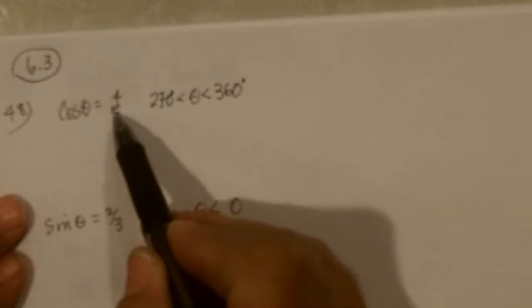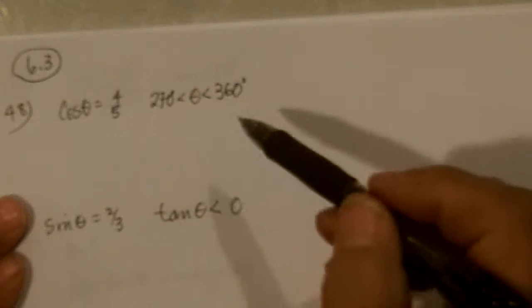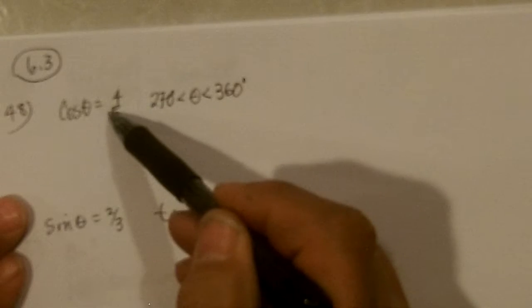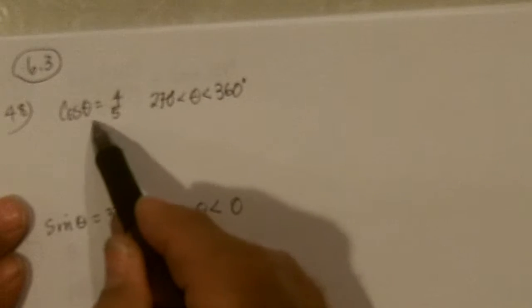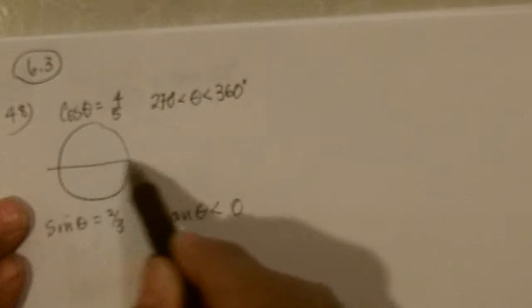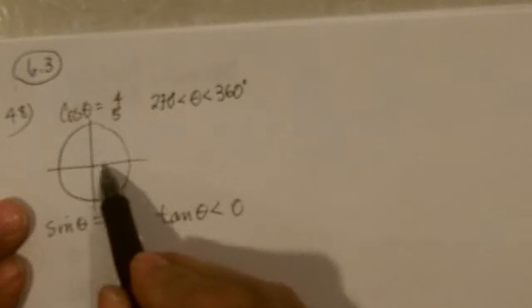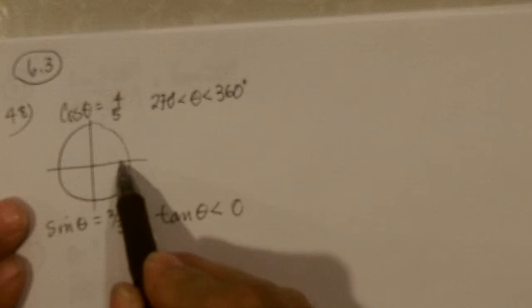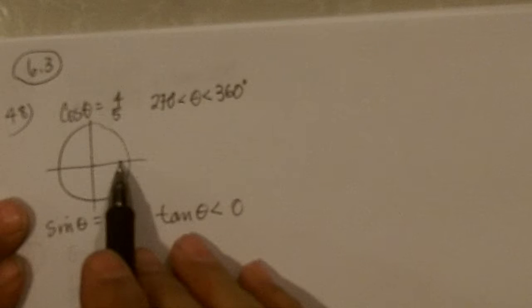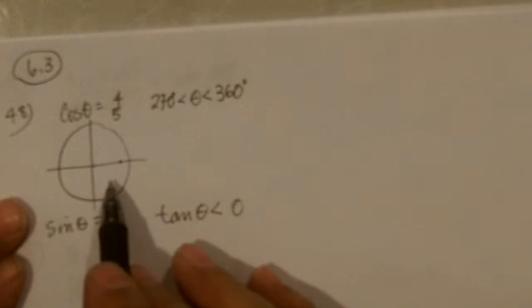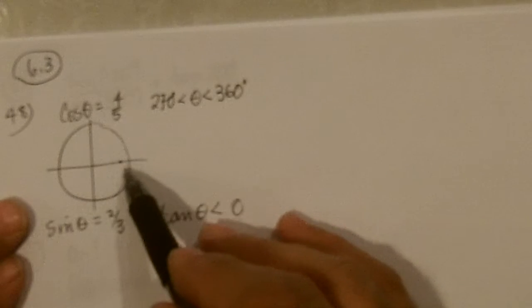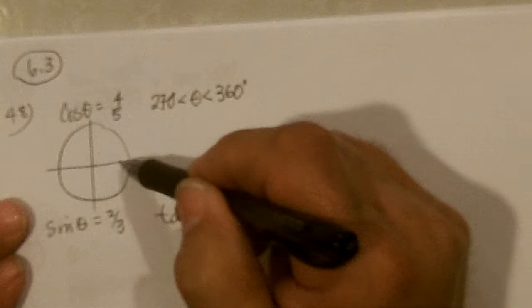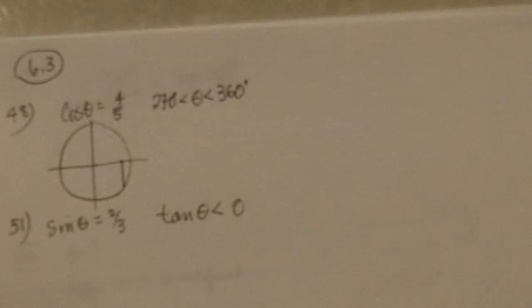6.3, number 48. Says the cosine is 4/5. And so it's a point on the unit circle. It's almost 1. So if I made the unit circle in here and did a cosine of 4/5, I got to go out here, divide this up into 4 pieces and go to 4/5. So I'm over here, so I've got to either be in the first quadrant or the fourth quadrant. And it says the angle is between 270 and 360, so I've got to be in the fourth quadrant, which means I have to go down to get to the sine.